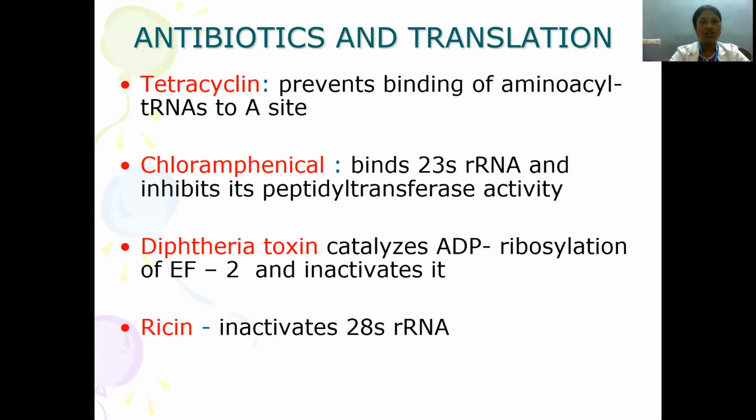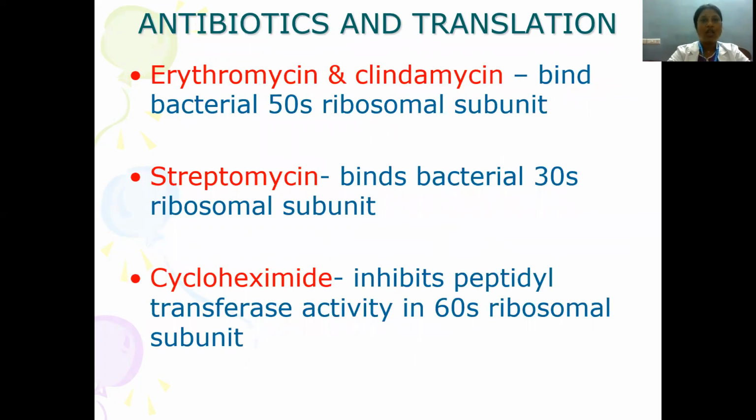Antibiotics and translation. How do antibiotics affect translation? Tetracyclines prevent binding of aminoacyl tRNA to the A site, hence translation cannot happen. Chloramphenicol binds 23S ribosomal RNA and inhibits its peptidyl transferase activity. Diphtheria toxin catalyzes ADP ribosylation of elongation factor 2 and inactivates it, and ricin inactivates 28S ribosomal RNA.